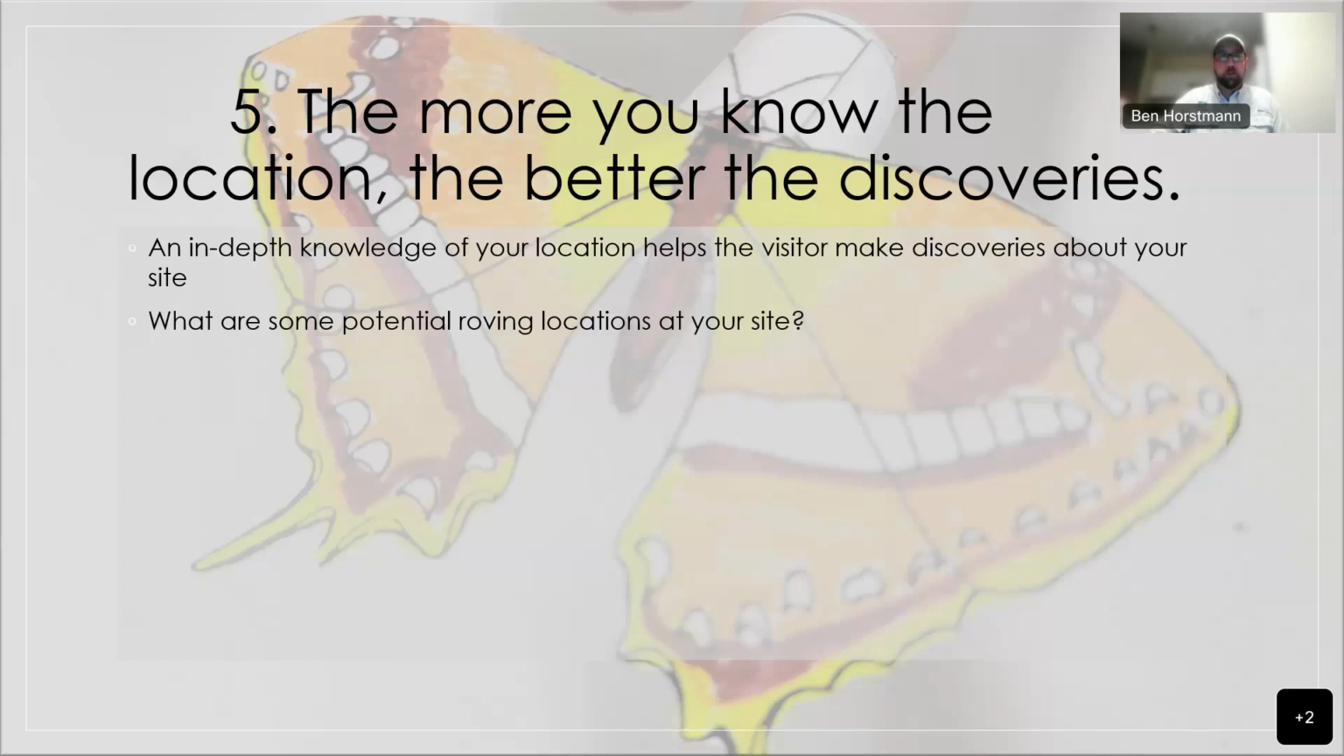What are some potential roving locations at your sites where you go to? Any ideas?